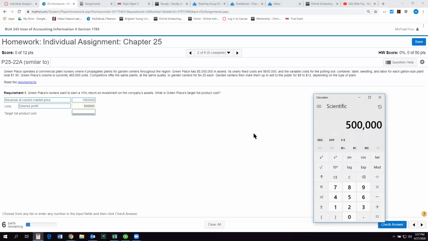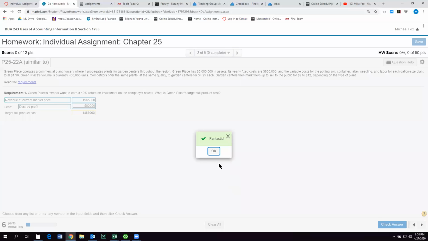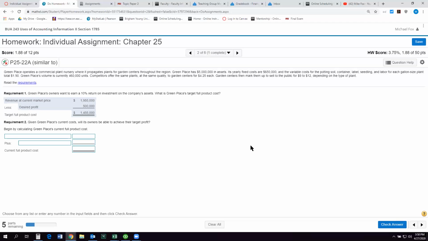So our revenue, 1,955,000, minus our desired profit of 500,000, gives us a target full product cost of 1,455,000. All right, so we got that much right anyway.